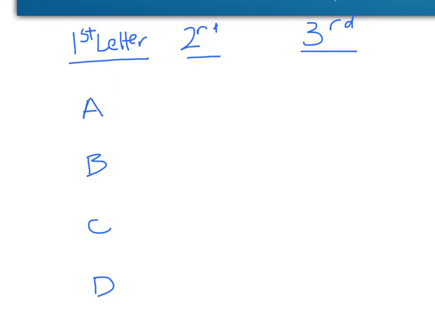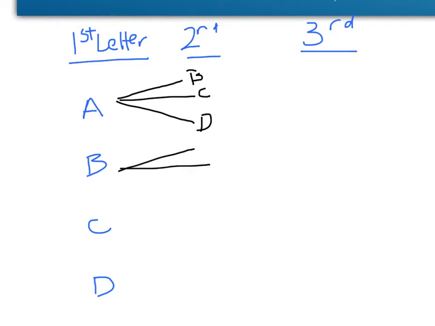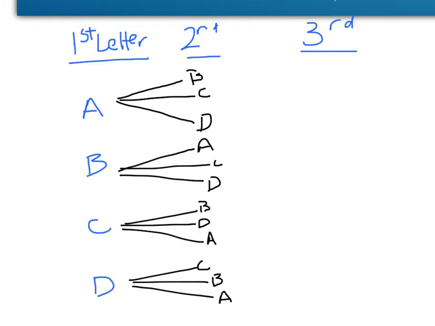And remember, since it's a code, we cannot repeat letters once they've been selected. So if I start off choosing an A, then my second choice can be B, C, or D. If I begin by selecting B, then my choice can be A, C, or D. And then you can see if I select C first, I can choose B, D, or A, D first, C, B, or A.